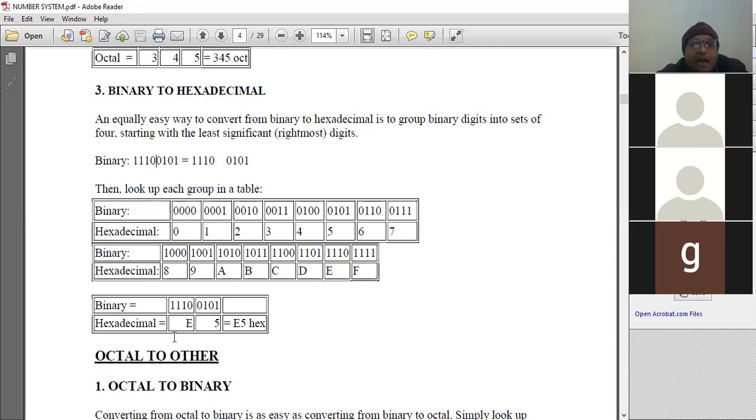Now I want to convert the digits into hexadecimal form. This is our binary number, which we have converted into groups of 4. In the case of hexadecimal form, what will we do? 0 into 2 raised to 0 is 0. 1 into 2 raised to 1 is 2.